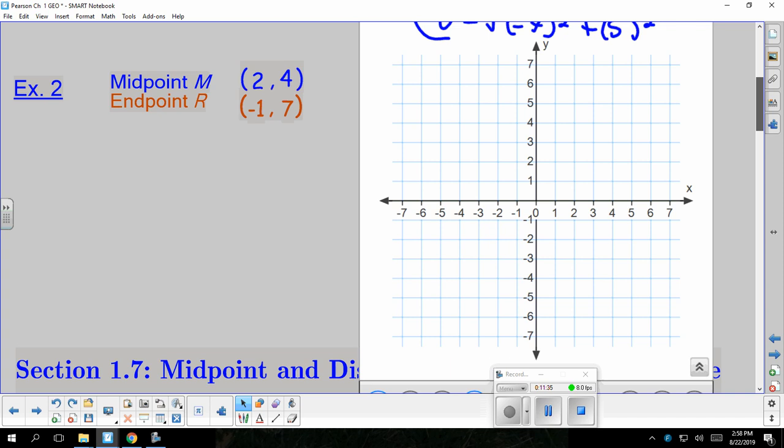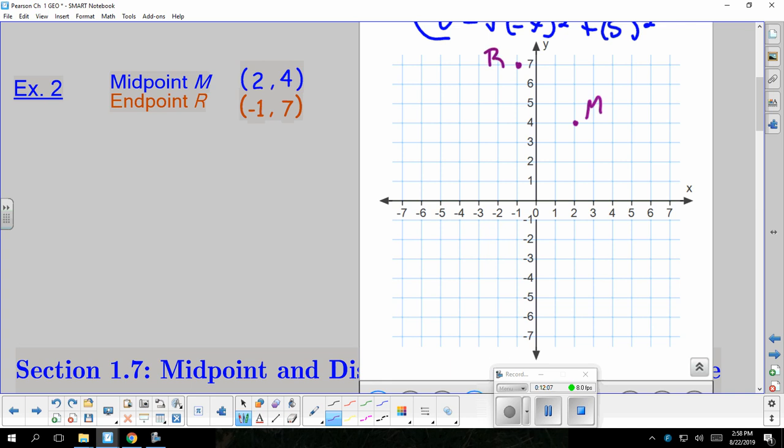All right, so now I have an endpoint and a midpoint. And I want to find the other endpoint. Let's take a look real quick graphically how we can go ahead and do this. I think visually picturing where this is going to go is probably the best way to look at it. Right? We should have an idea where things are going to be, even without doing any calculations. So I have a midpoint, 2, 4. Let's call that M. And I have an endpoint R, negative 1, 7.